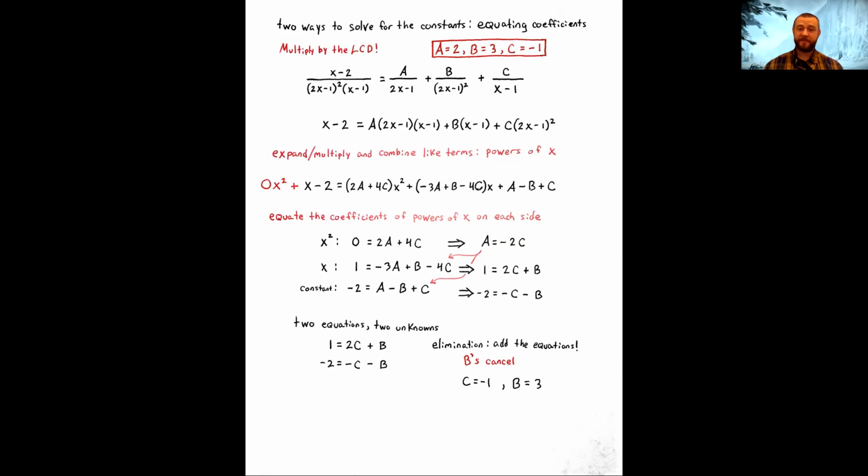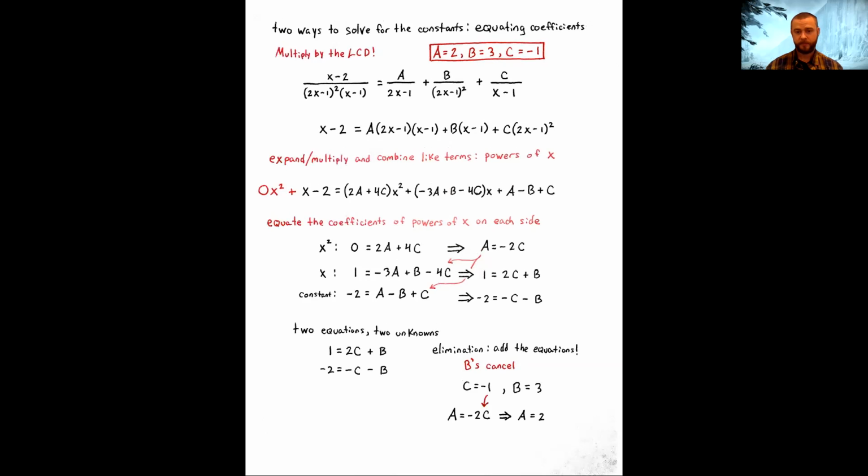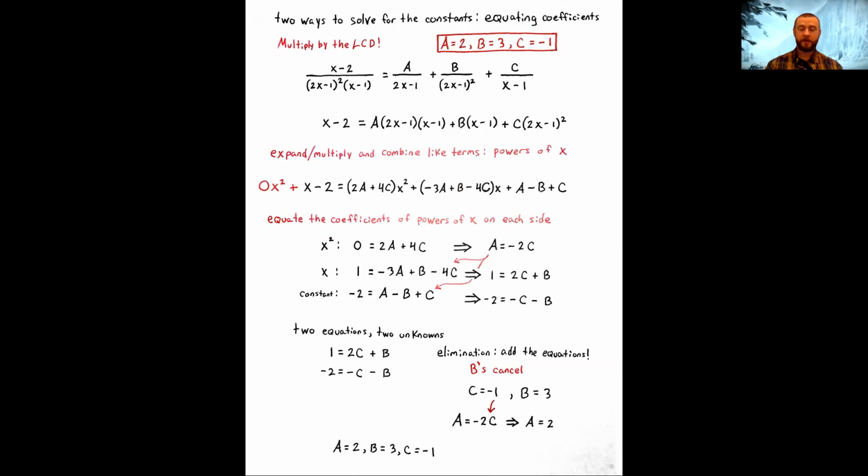Now, since you have the value of c and b, you can back substitute in any previous equation to get the last value, the value for a. We're going to go to our first equation we got, a equals -2c, and we'll plug in c equals -1. If you plug in c is -1 to that, you should get a as +2. Confirming the same three values that we get from the plugging in approach.